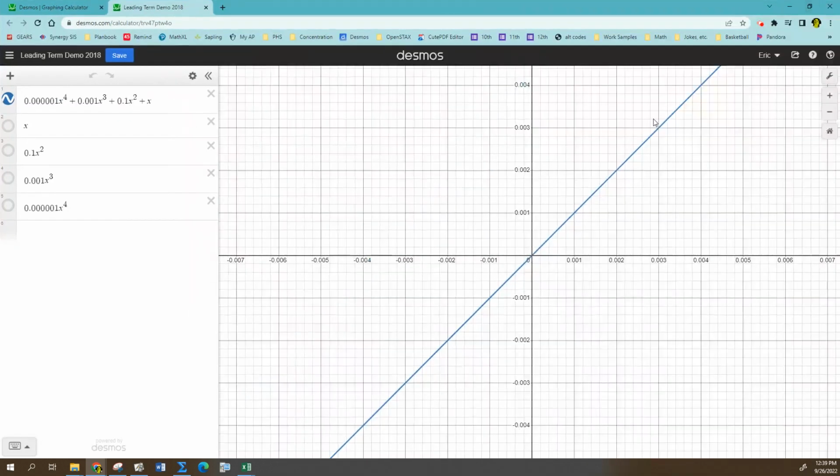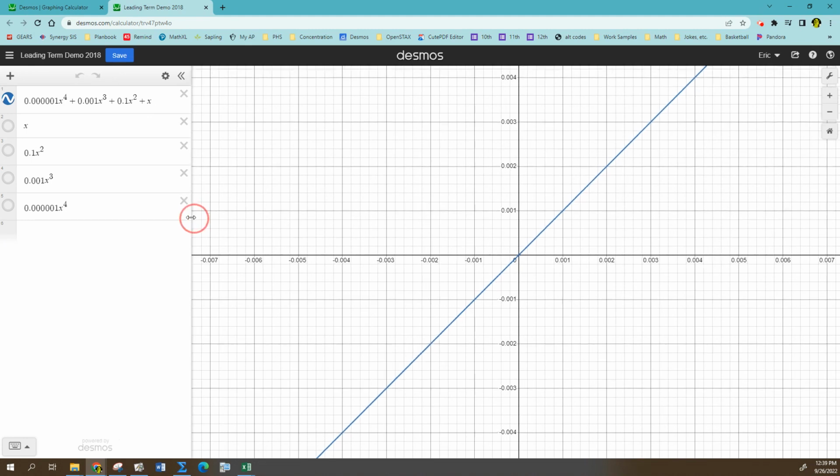Okay, to get there though, I want to take you on a little tour of a function, and I want to point out a really important concept. And this is all I'm going to do today. So let's look at this function. Here's my function. It's this polynomial. It's got some coefficient of x to the 4th plus some coefficient of x cubed plus some coefficient of x squared plus x. Okay, and we're going to look at this thing on different scales.